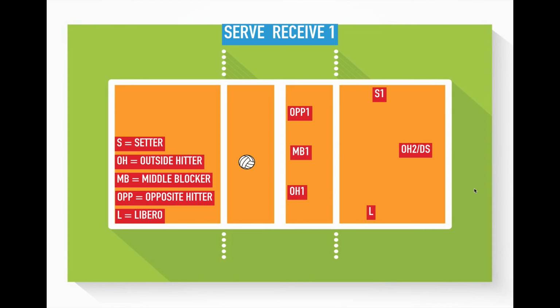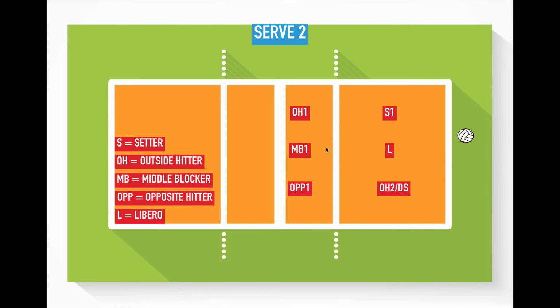Okay, let's take a look at serve 2. In serve 2, my second server, we're going to rotate clockwise. My second server is the outside hitter. Notice that my outside hitter slash DS went to the front row. It would not be a DS in the front row. It would just be an outside hitter. So my outside hitter is going to serve.